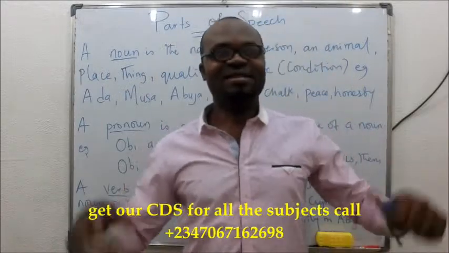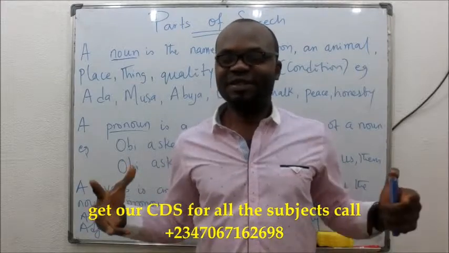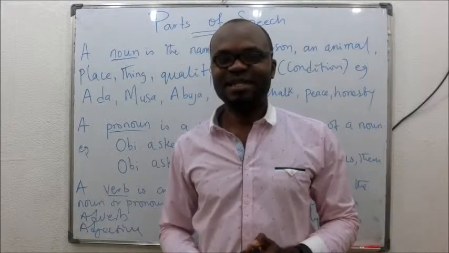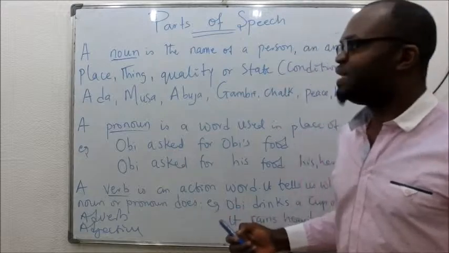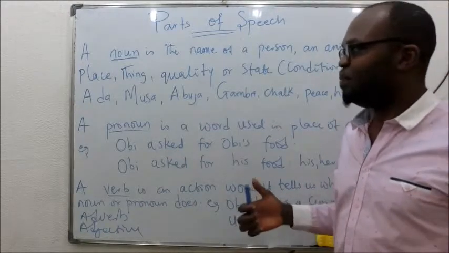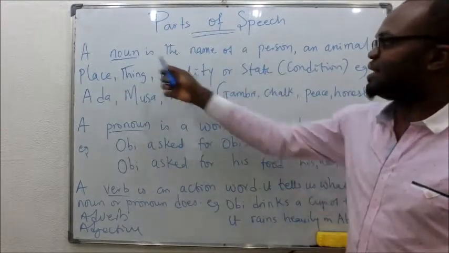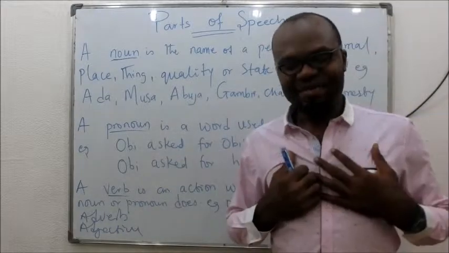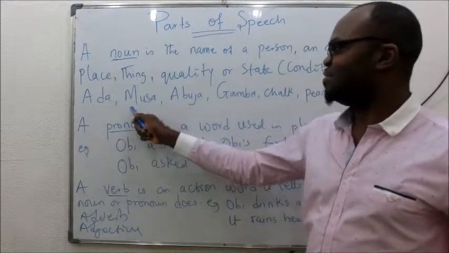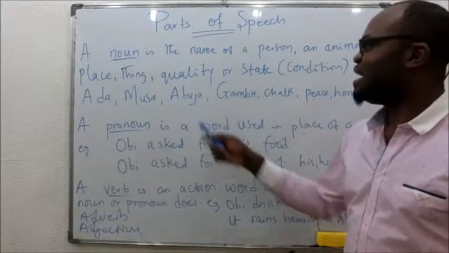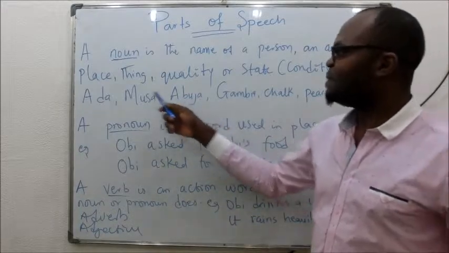A noun is the name of a person, place, thing, animal, state or condition. Now, anytime you see a noun, it can always be a label for a person, a thing, a place, quality or state or condition. Examples of noun. My name, Augustine, is a noun. Ada is a noun. Musa is a noun because both of them are names of persons. Abuja is a name of a place. The city where we are in here, Abuja. So it's the name of a place.